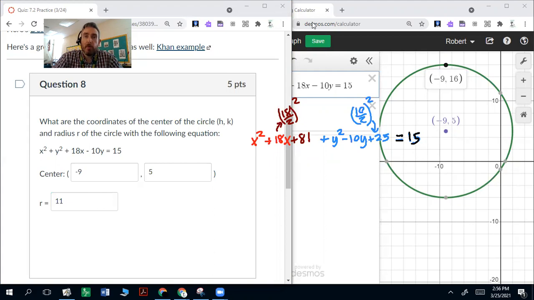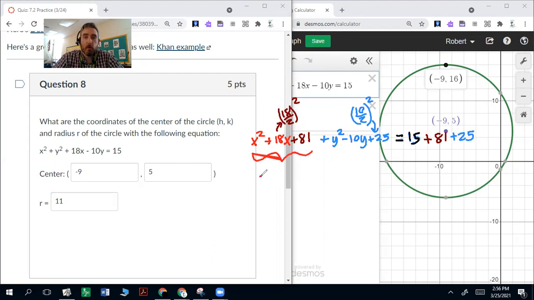Now we're going to add both of those numbers to the right side. So I'm going to add 81. I'm going to add 25. And so that's the framework. So we rewrite it, we rearrange it, we complete the square, we add those numbers to both sides. Afterward, we are going to write your groups.